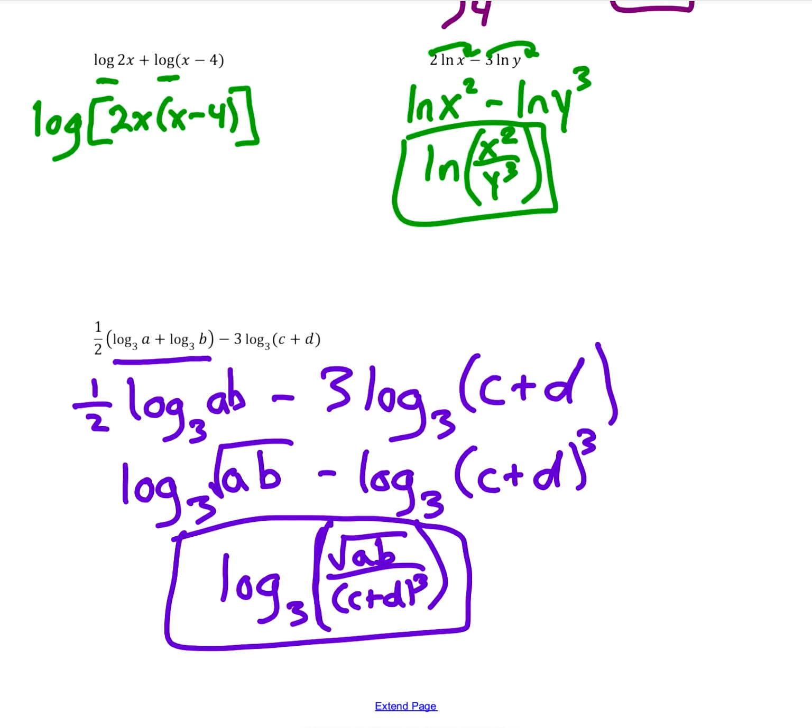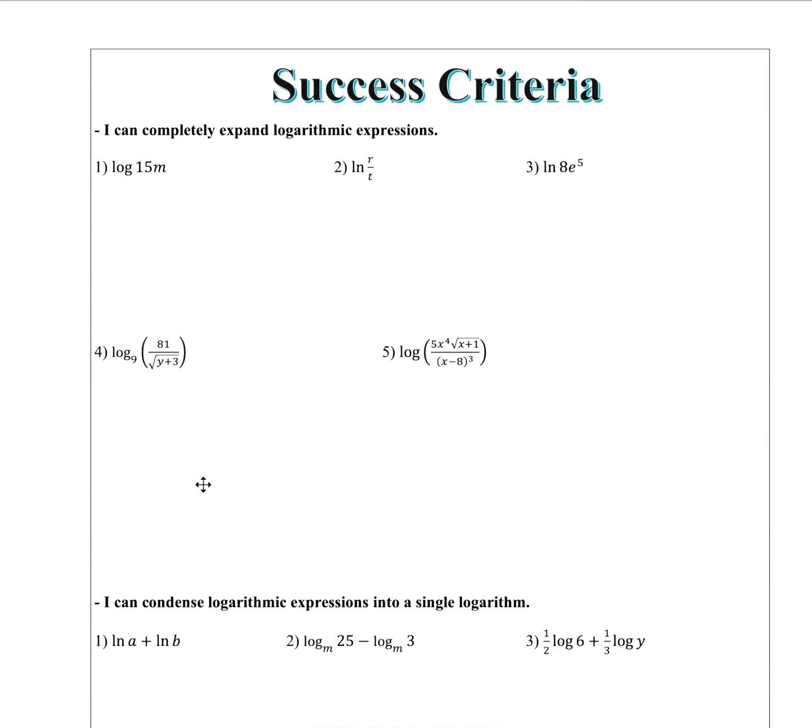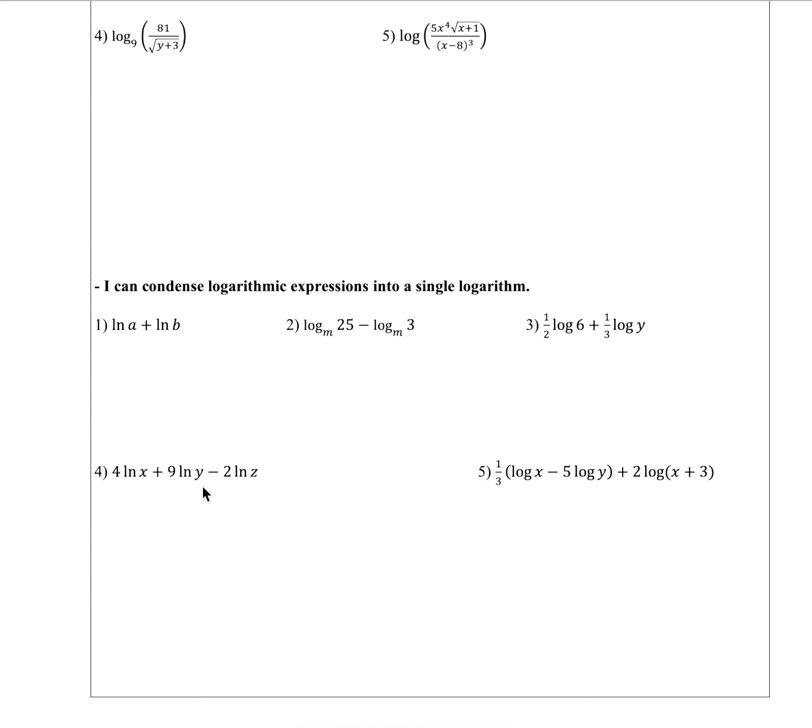So, just what I want you guys to do next is do the success criteria. So there's 5 expansion logarithms and there's 5 condensing logarithms.